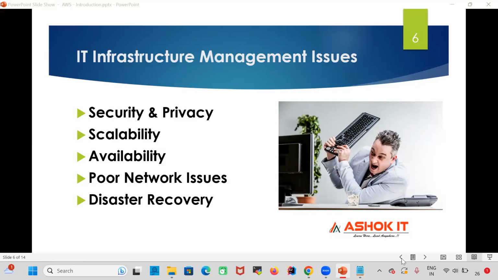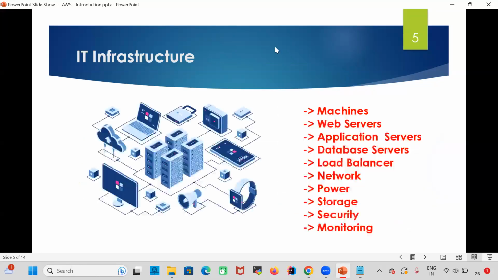So when you want to run one software company, or one software project, you need some infrastructure. We need a building, computers, servers, power, a network, storage, security, and we need to monitor that infrastructure. Then only can we run our company, our project, our business, basically.